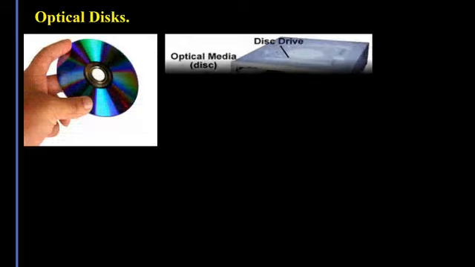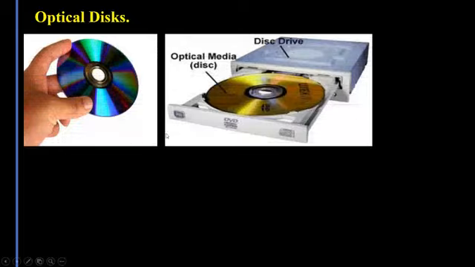Now, next, let us look at optical disks. This is another form of storage. The other name, they call them compact disk. Now, here is how the optical disk looks like. It looks like this diagram here. Here is an optical disk, normal CDs you have ever seen.